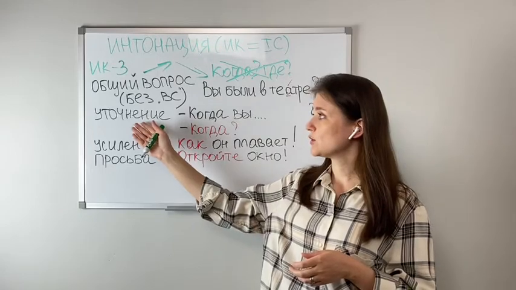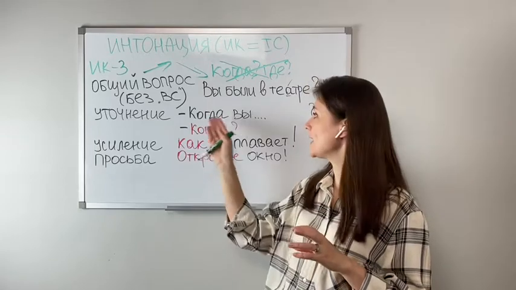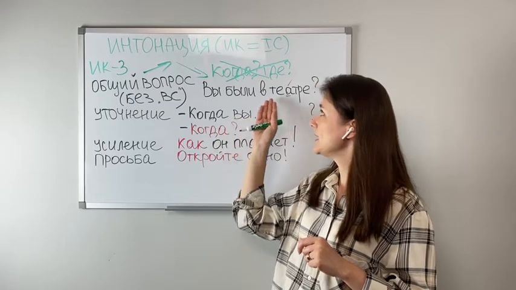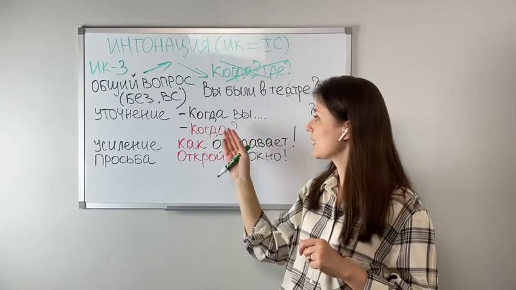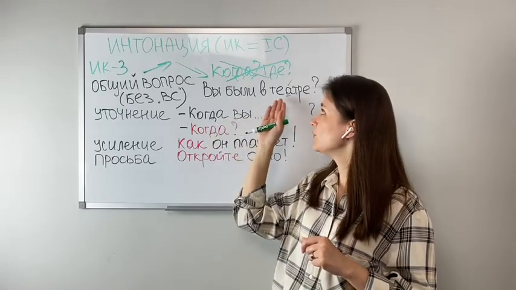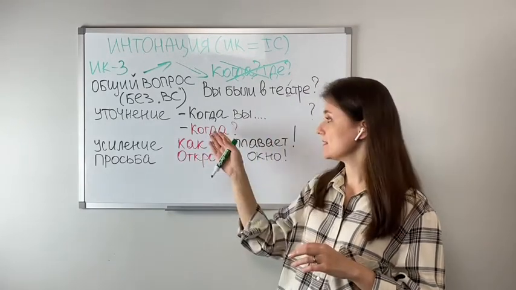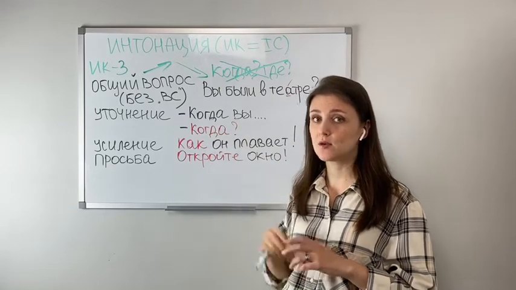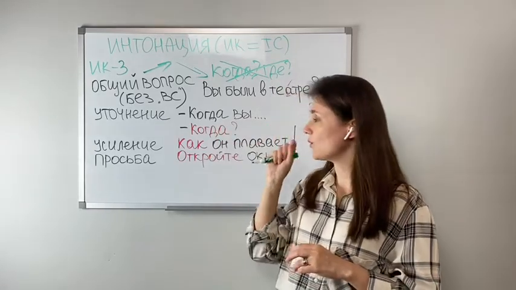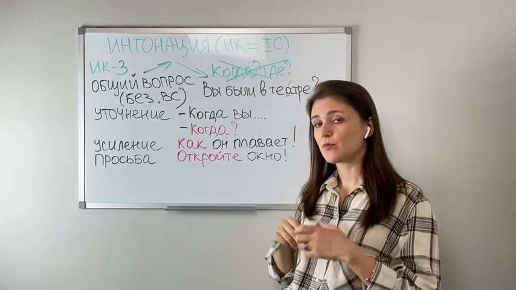when we want to specify anything, in specifying questions, for example, когда вы были в театре? Когда? When have you been in theater? When? I emphasize in red the question word, когда, when, because it's interesting for us to receive the information when they have been in theater.